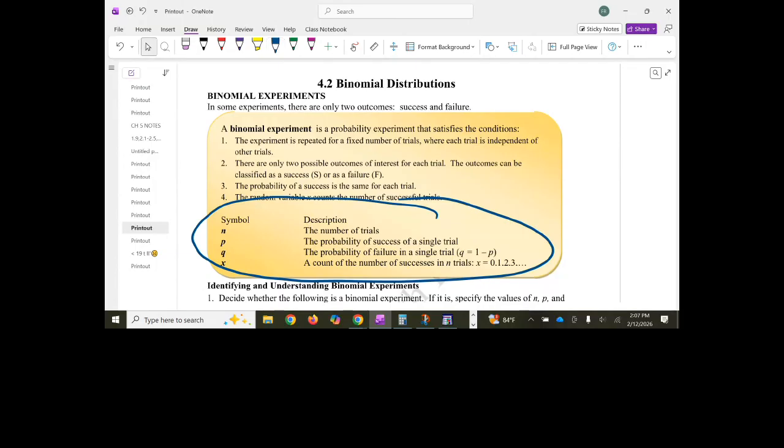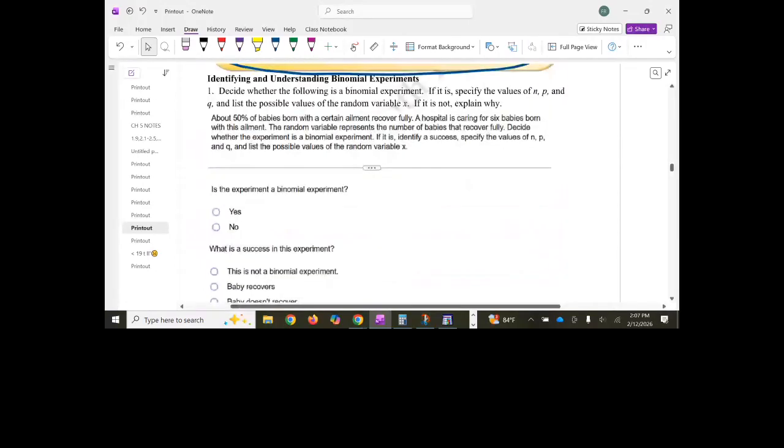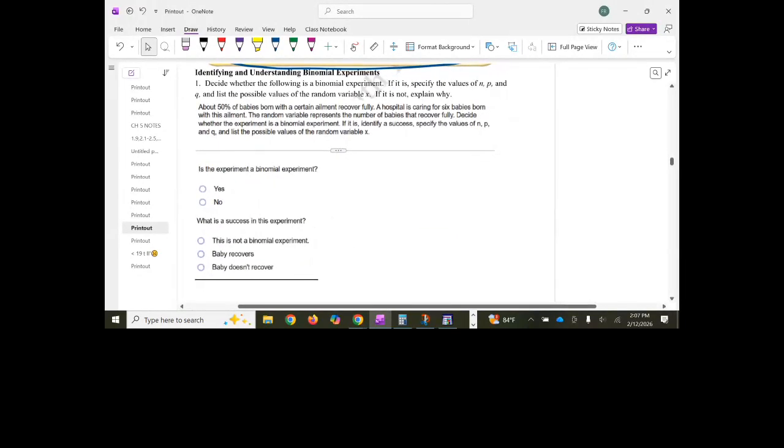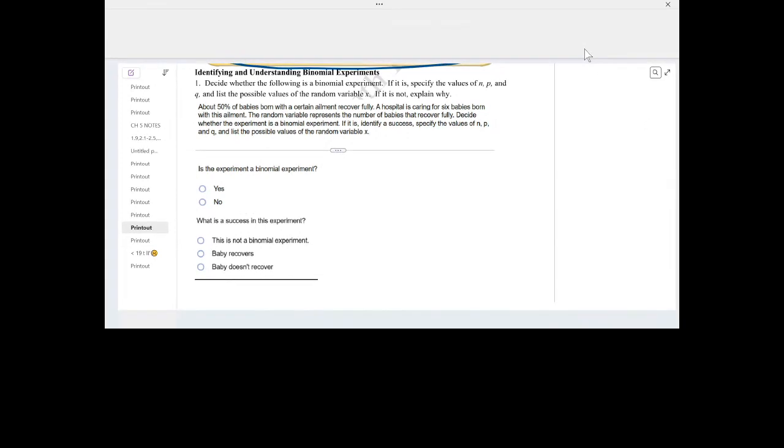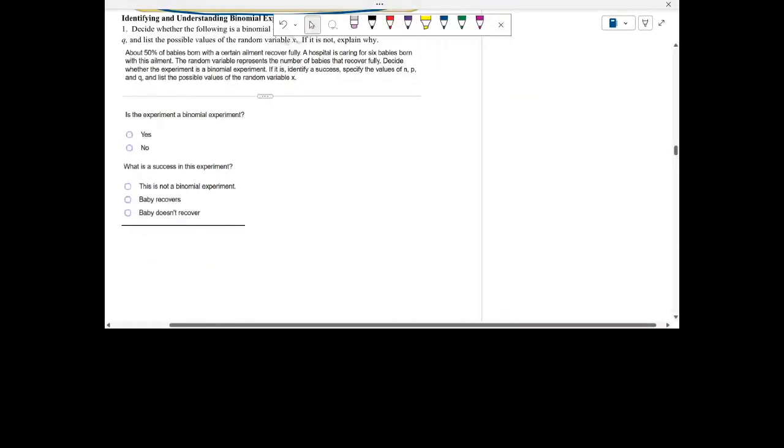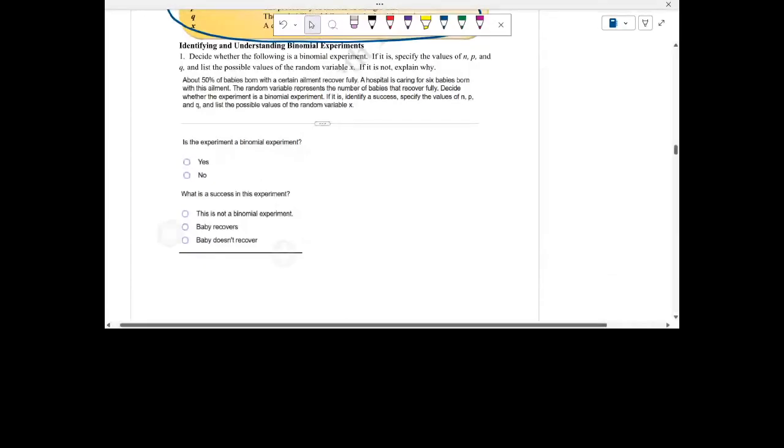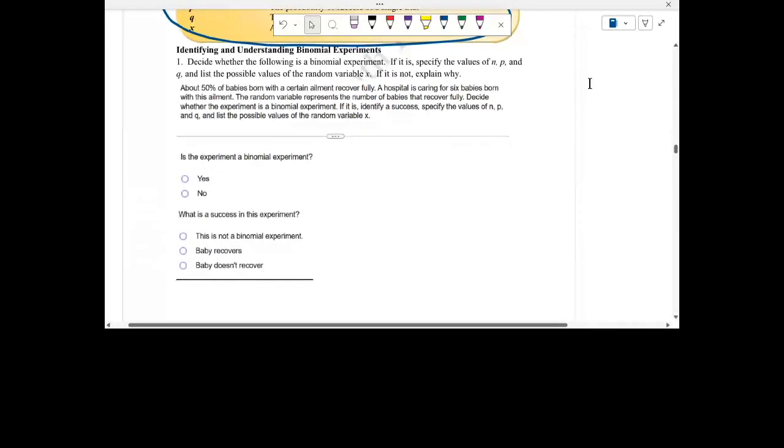Okay, so let's see if we can figure out what we're talking about here. It says, decide whether the following is a binomial experiment. And if it is, specify the values of N, P, and Q, and then list the possible values for the random variable X. If it's not, tell me why. Okay, let's go through it.